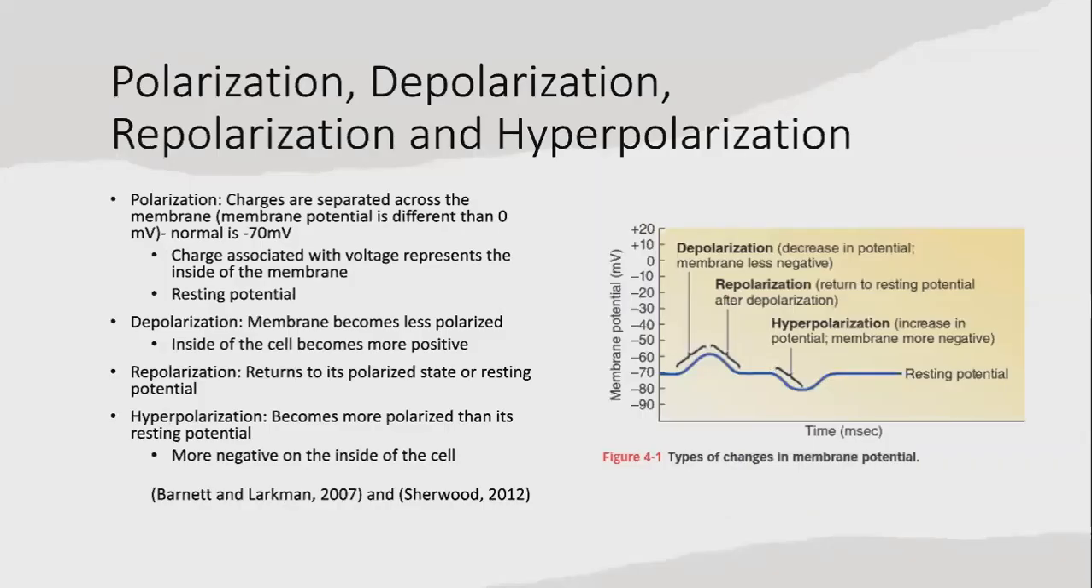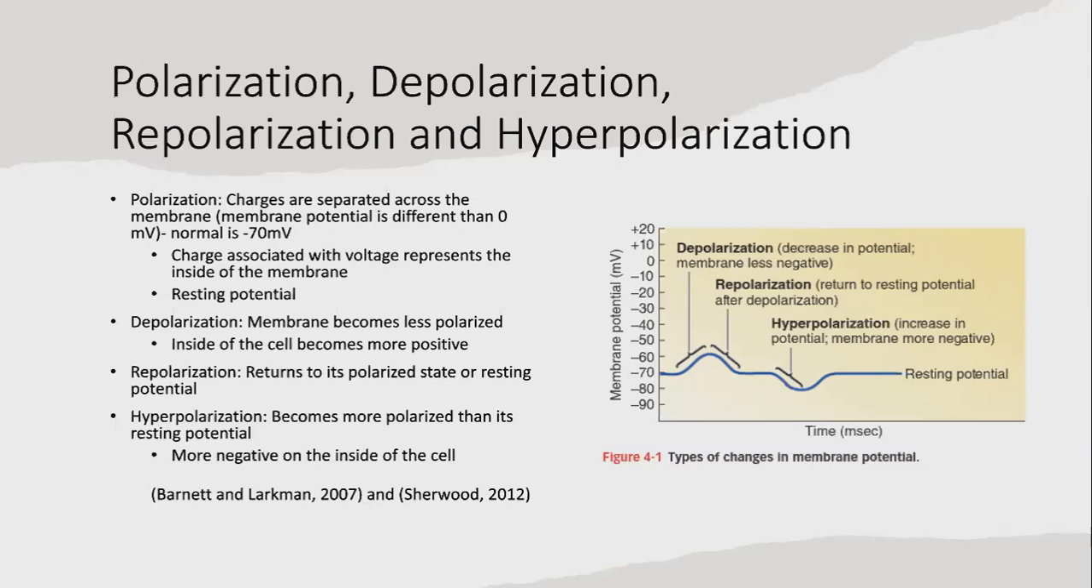So polarization, depolarization, repolarization, and hyperpolarization are the four types of changes in membrane potential. With polarization, the charges are separated across the membrane. The membrane potential is different than zero. Normally this sits at about negative 70 millivolts. That negative charge is associated with the voltage that represents the inside of the membrane. So the inside of your membrane is always a little bit negative, and this is known as your resting potential.